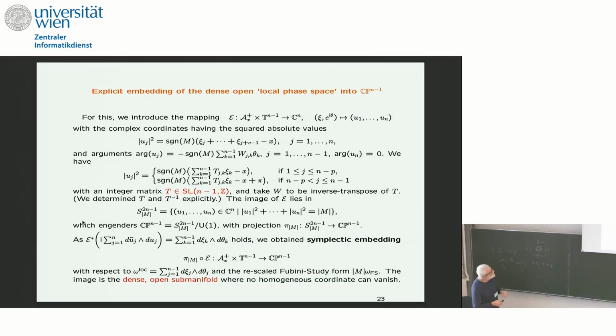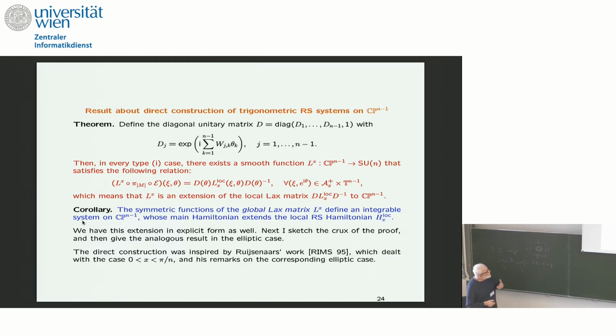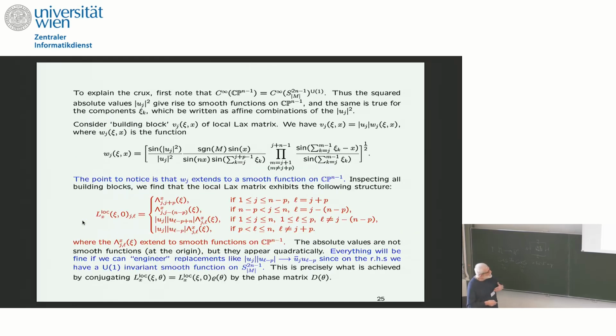Okay, and I don't talk about this, but we also can explicitly embed this into CP^{n-1}, and actually these psi's become the usual moment map; embedded into C, the image will be this sphere. Then we can explicitly extend our Lax matrix to CP^{n-1} very shortly, and then we have an explicit embedding into CP^{n-1}, and everywhere in the explicit embedding these trigonometric functions appear.